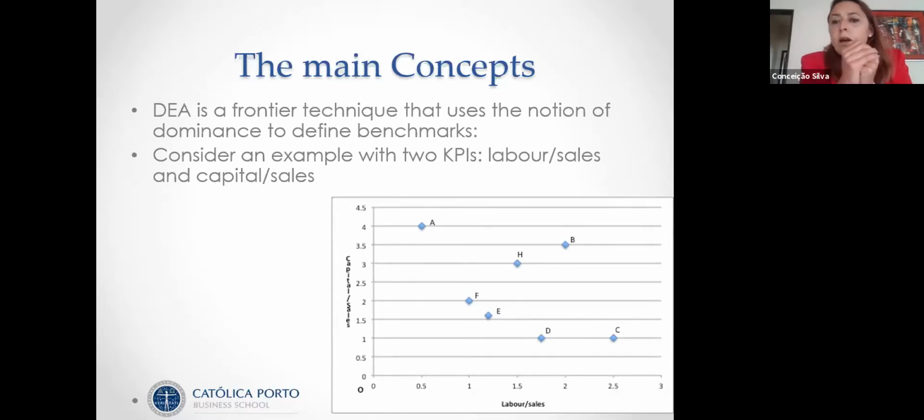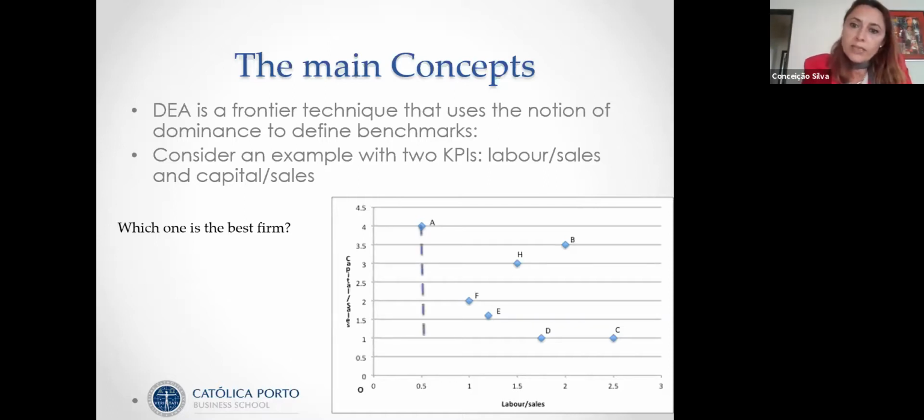If we see this graph, in this graph I have two KPIs. Imagine that the KPIs are the number of workers per sales volume and a measure of capital per sales volume as well. Since both of these variables, capital and labor, are divided by sales, I can say that each of these dots sells €1 of product, for example. So I can ask a simple question: which one is the best firm? When I am doing benchmarking, what I'm basically doing is making comparisons. So which one is the best?